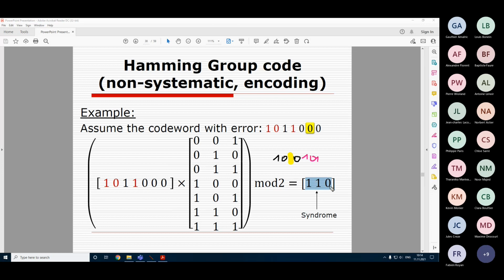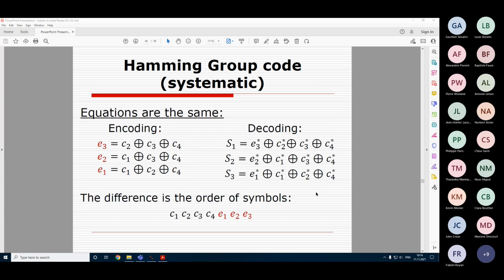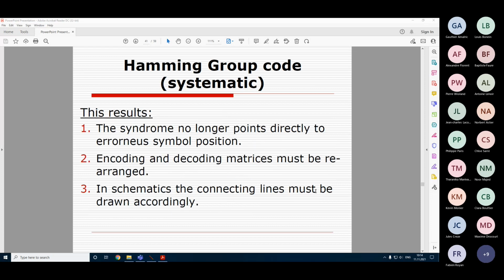Yes, and accordingly, here we have 0, and this number 6 no longer points to the correct position because now we have an error in symbol number 3. So this property, that the syndrome by its value shows us directly where the error is, works only for non-systematic code. For systematic code, you will have to take that into consideration and search for the correct error vector.